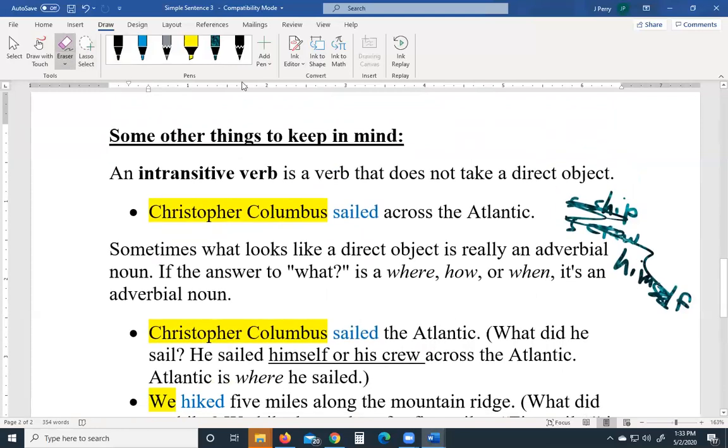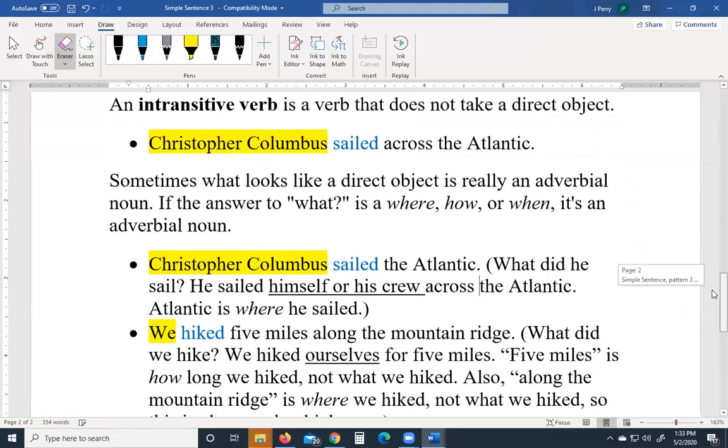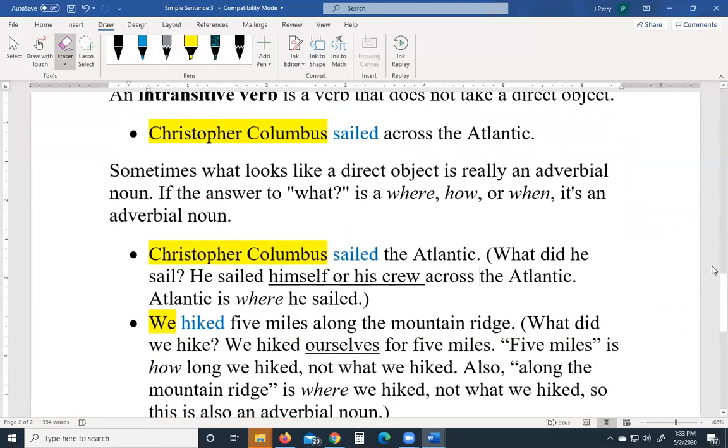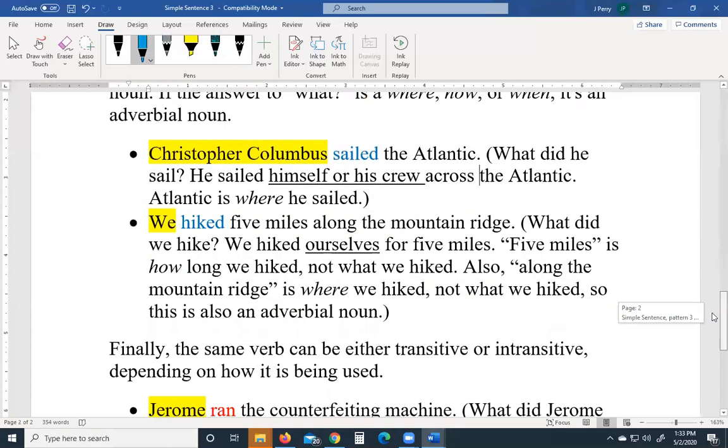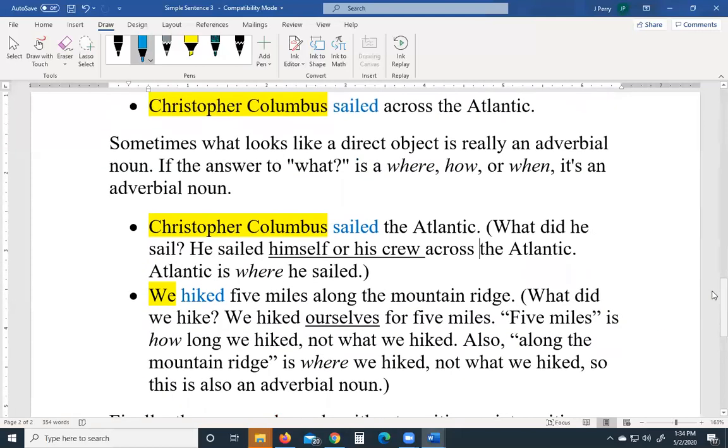So sometimes what looks like a direct object, because across the Atlantic is a word group, and the Atlantic is definitely a noun, but sometimes what looks like a direct object is actually what's known as an adverbial noun. It looks like a noun, but instead of being a subject or a direct object or an indirect object, it tells us where, how, or when. And so if the answer to what is a where, a how, or a when, it's an adverbial noun.